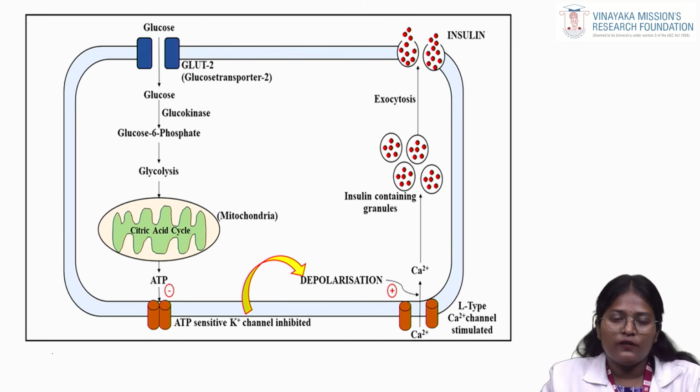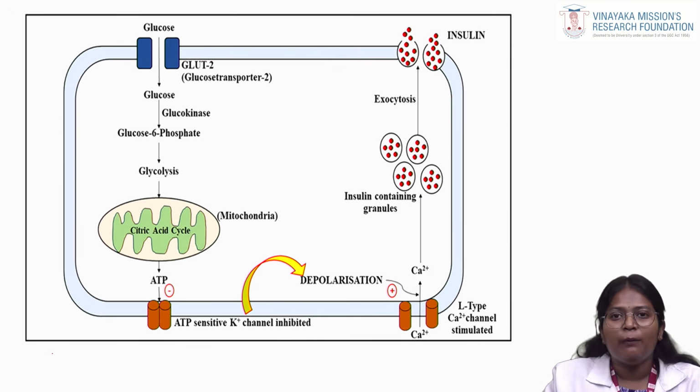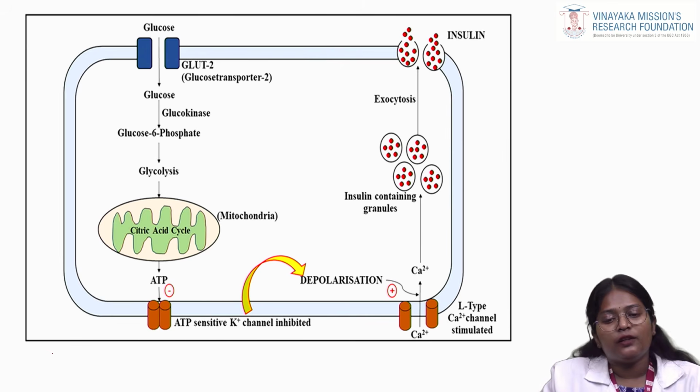After the closing of the channel, membrane depolarization happens. After membrane depolarization, calcium ion channels will be opened. After the opening of L-type calcium channels, calcium ions will be flowing inside. It will be triggering the insulin containing granules or vesicles. Exocytosis happens and insulin will be released from the pancreatic beta cells. This is how, when high glucose is sensed, GLUT2 transporters work and how they release the insulin.